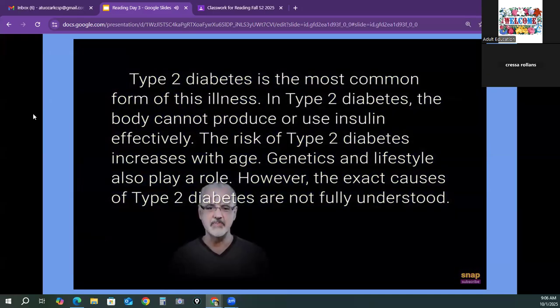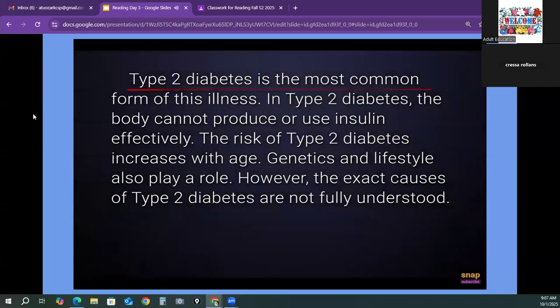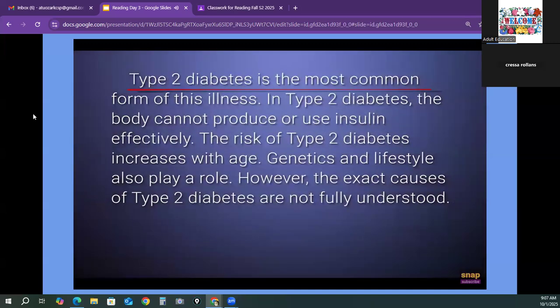Examine the details in this paragraph. The details support a main idea. What is this main idea? Pause the video and think about it. This first sentence tells you that type 2 diabetes is the most common. Is the paragraph about how common it is?